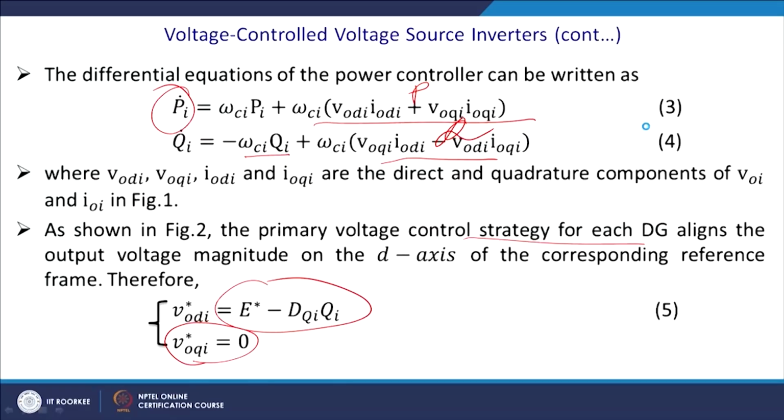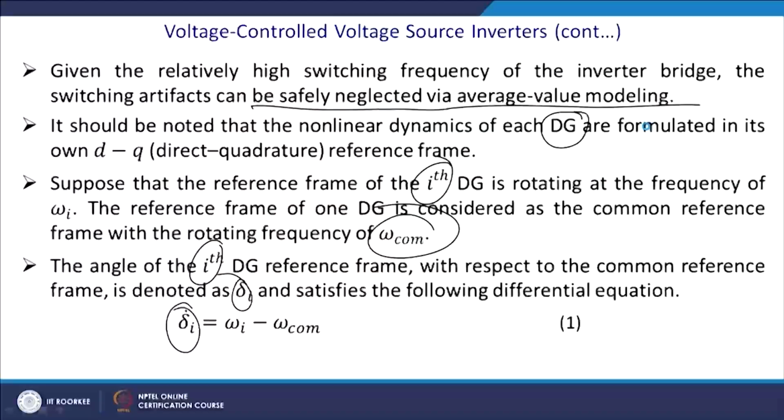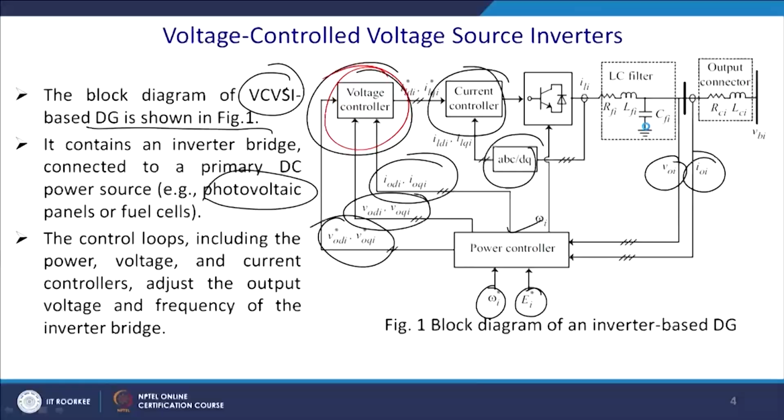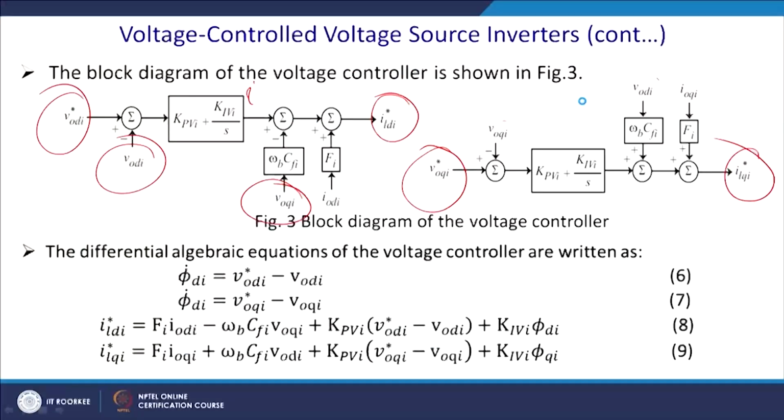Now, CFI is which filter? Let us see this block diagram, then only you will understand. CFI is this filter. So, this is the overall block diagram to generate the reference ID star and IQ star.